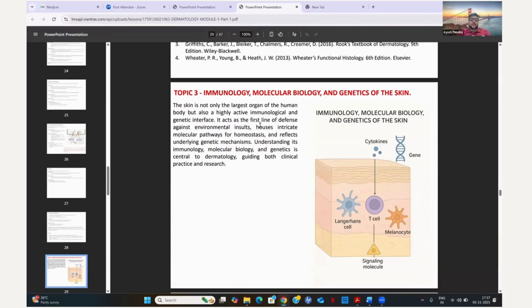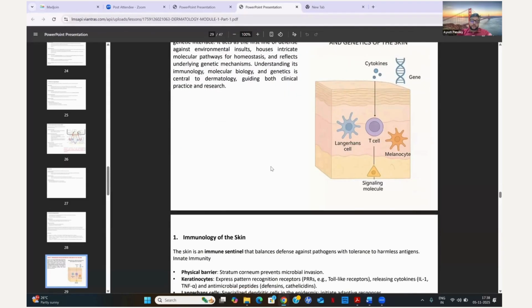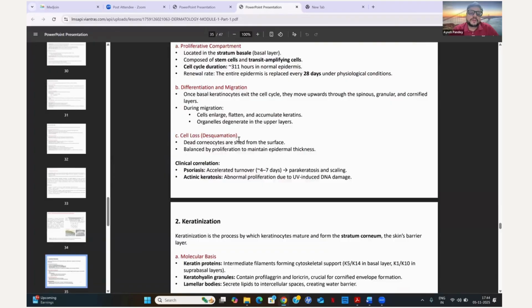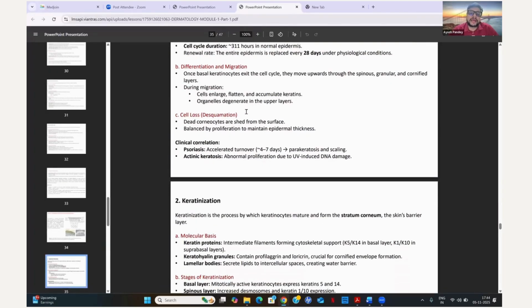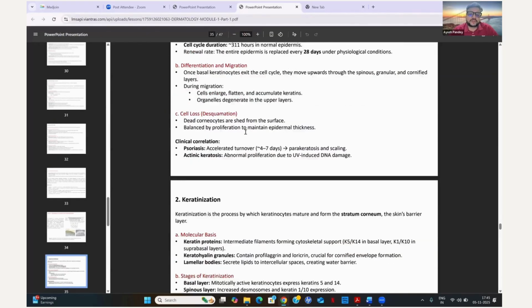Coming to the third, that is the immunological aspect of the skin and the genetics of the skin. If we talk about the skin as a whole, it is not just the largest organ, it is also one of the highly active immunological and genetic organs. Because it is the first line of contact. So any kind of environmental pathogens, barriers which we come across has to cross the skin and then penetrate forward. So once they reach the upper layers, dead corneocytes are shed off from the surface and they are balanced equally by proliferation. So continuous production and destruction of this process takes place.